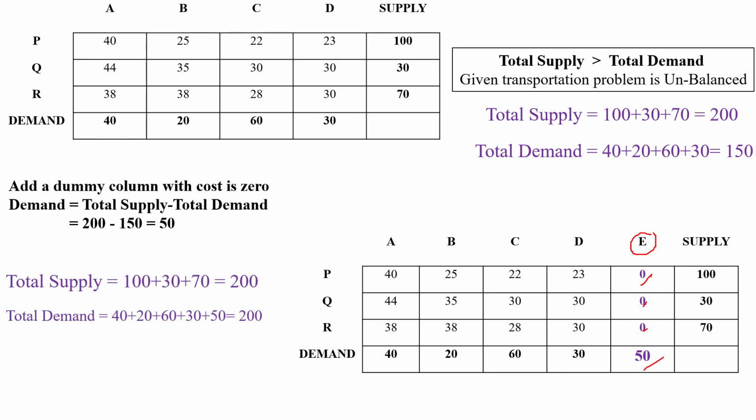So now once again I have to check the total supply and total demand. Total supply equals 100 plus 30 plus 70, 200. Total demand equals 40 plus 20 plus 60 plus 30 plus 50 equal to 200. So total supply equals the total demand, and now the given transportation problem is a balanced transportation problem.